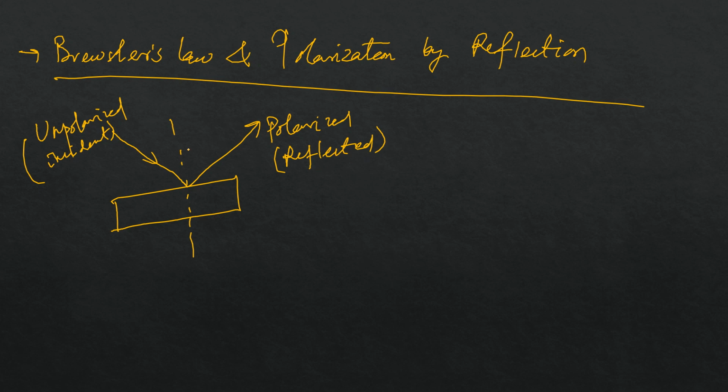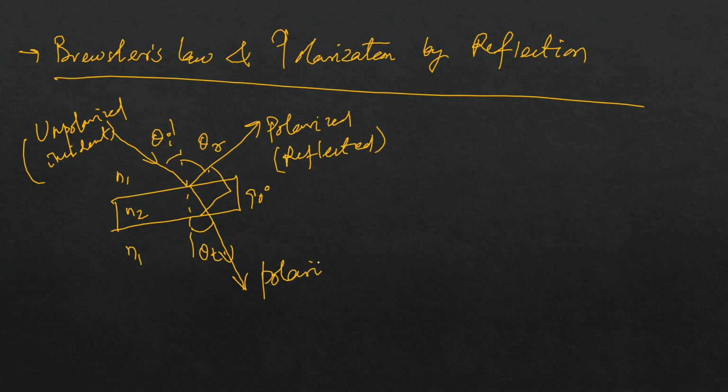So this is your theta I, and theta R. But there will be some part also that will be transmitted. So this is your theta T, and the angle between reflected and transmitted is 90 degrees. This is n1, the refractive index of the first medium, n2. And this is the transmitted ray, and this is also polarized.